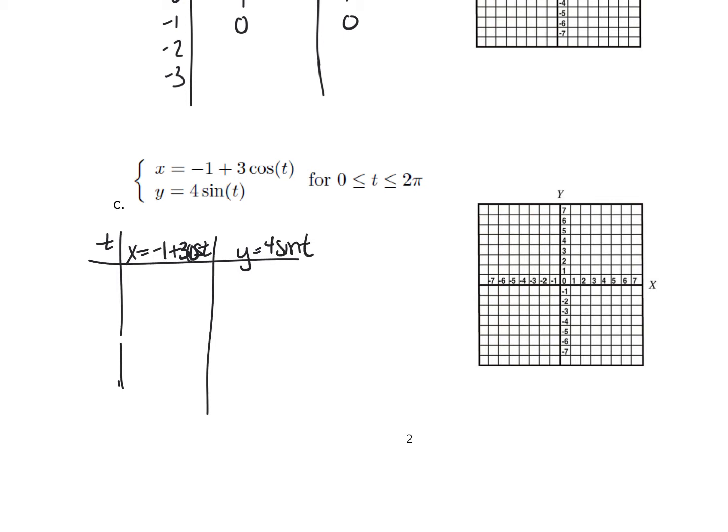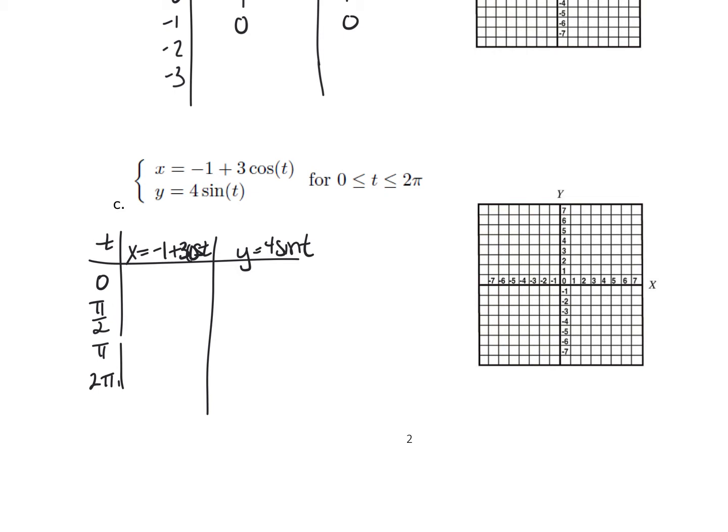Now I'm going to first start out with easy angles that I know the values of without doing much in terms of fractions or decimals. So I would probably start out with 0, the quadrant angles, 0, pi over 2, pi, and 2 pi, and see where I am. If I don't have enough information at that point, then I might have to go back and choose some other values for t.